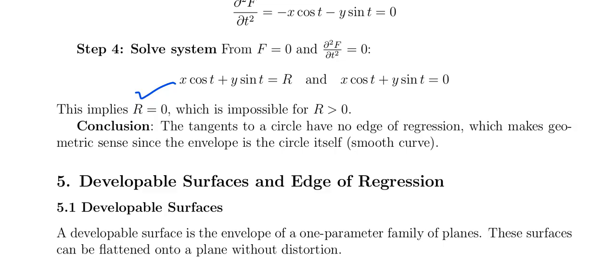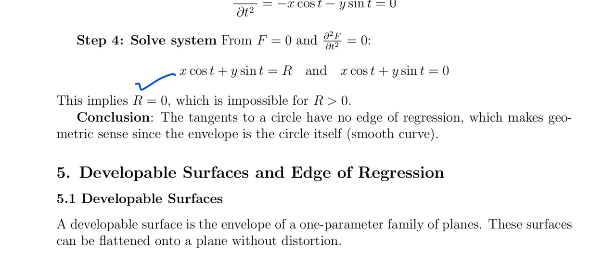So therefore the tangent to the circle has no edge of regression. Okay, we get r equal to 0, so r greater than 0. Basically r is the radius of curvature, which is greater than 0, which makes geometric sense since the envelope is a circle itself.